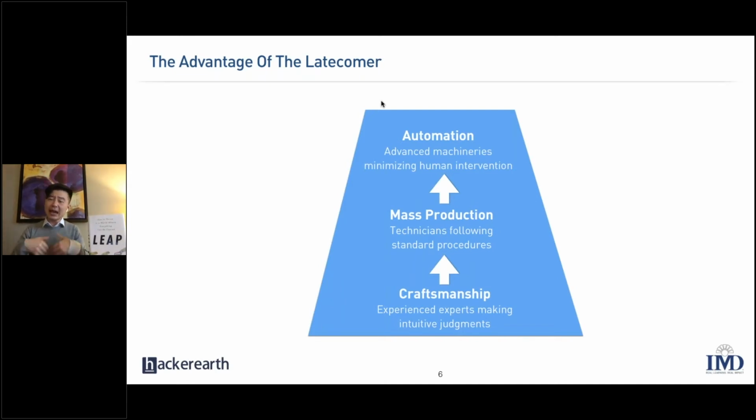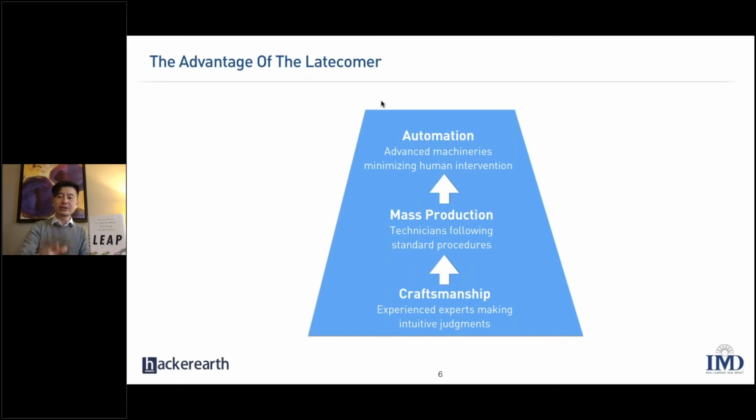And so this is a cautionary tale to remind us, even when a company builds the best product in the world, if they don't embrace mass production and automation fast enough, sooner or later, the latecomer would catch up with them.